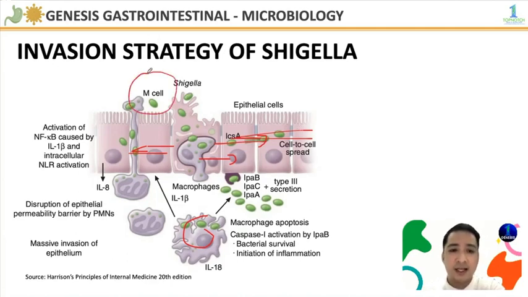The M cell is abundant. Shigella will invade the M cell, and you will see in this figure that after entering the M cell, it goes to other cells, replicates in other cells, and there is no going back to the extracellular environment.